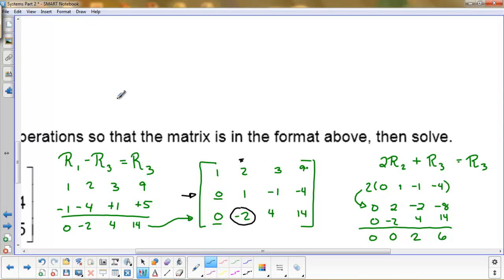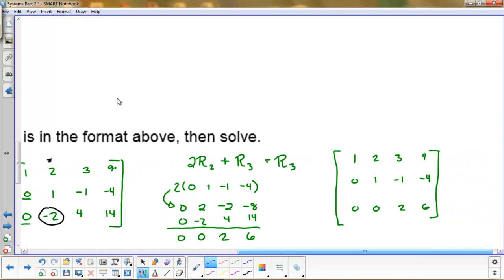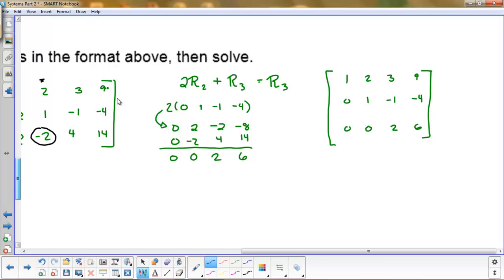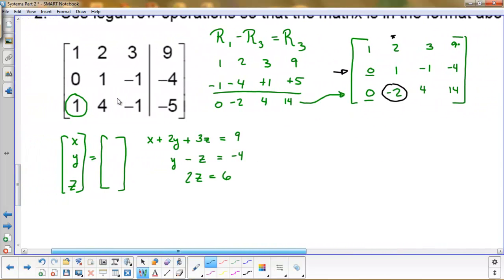So it's going to be 2 times row 2 plus row 3 is going to give me a new row 3. So distributing the 2 throughout gives me 2, 0, 2, negative 2, and negative 8. And then adding these to each other gives me 0, 0, 2, and 6. The new augmented matrix becomes this. And now you can see I have my 3 zeros in place, and I can utilize that substitution of variables as my ability in order to solve this.